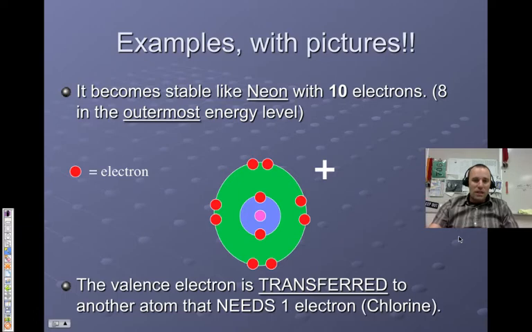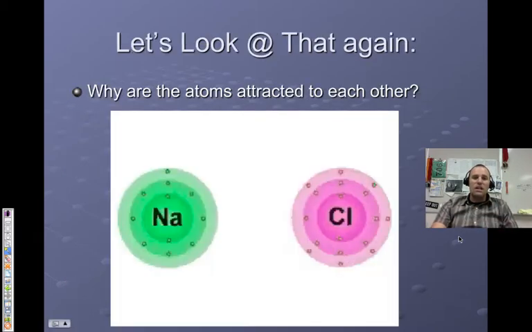Sodium wants to give up an electron. Chlorine wants to gain an electron. They love each other, and they're going to buddy up all the time, so that they can both have the stable electron configuration like neon.